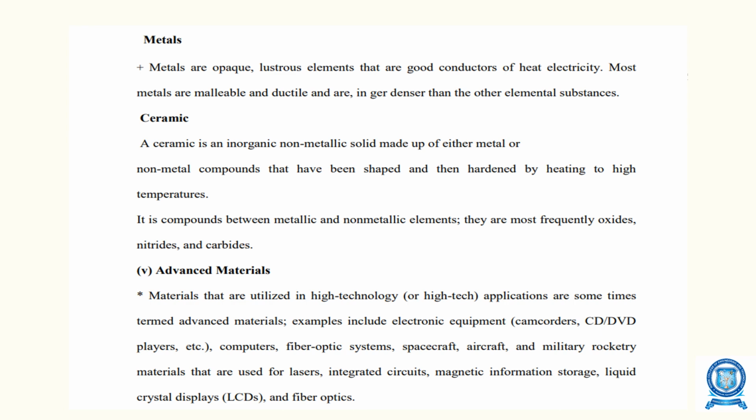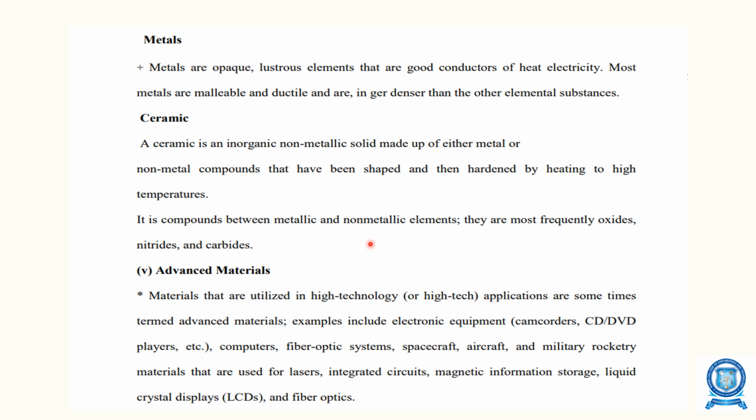Okay. So next one is ceramic. We all know what is meant by ceramic. Ceramic is an inorganic non-metallic solid made up of either metal or non-metal components that have been shaped and then hardened by heating to high temperature. So it is components between metallic and non-metallic elements. They are most frequently oxides and carbides.